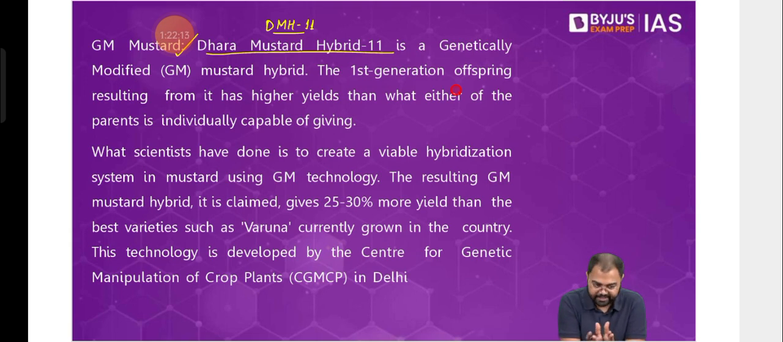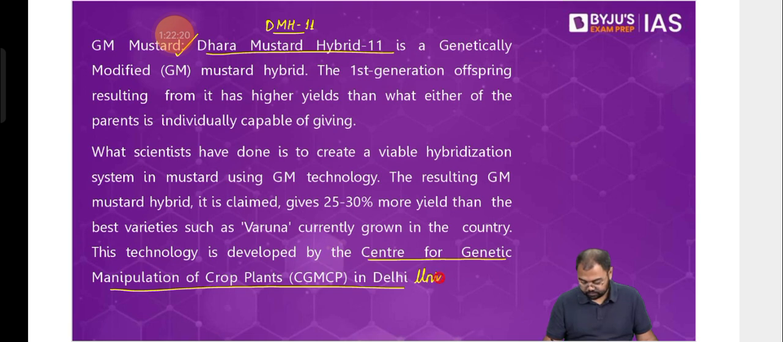So that is the basic idea with which GM mustard was getting released, and this is something that was developed by the Center for Genetic Manipulation of Crop Plants at Delhi University. It claims that it will be able to give 25 to 30% better yield as compared to the best of the variants of mustard like Varuna. With this purpose, the seeds were about to be released in 2018. The Genetic Engineering Appraisal Committee had cleared it, and the government also then cleared it for releasing the seeds of GM mustard into the Indian markets.